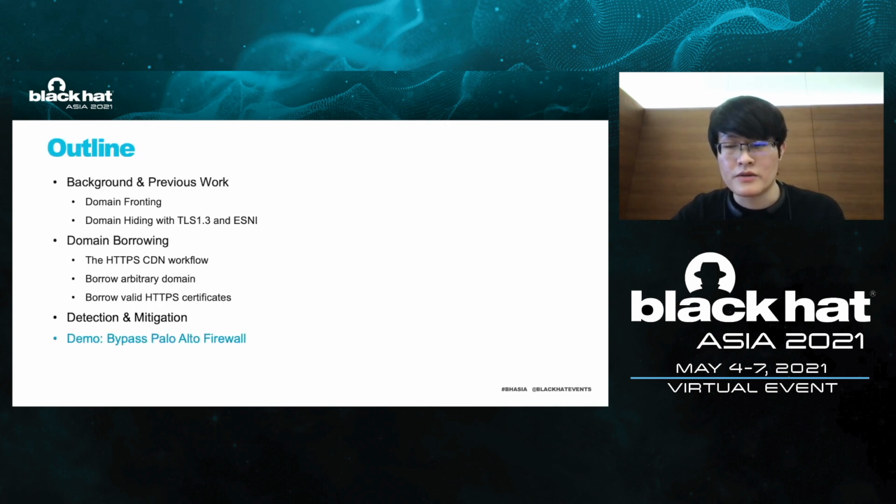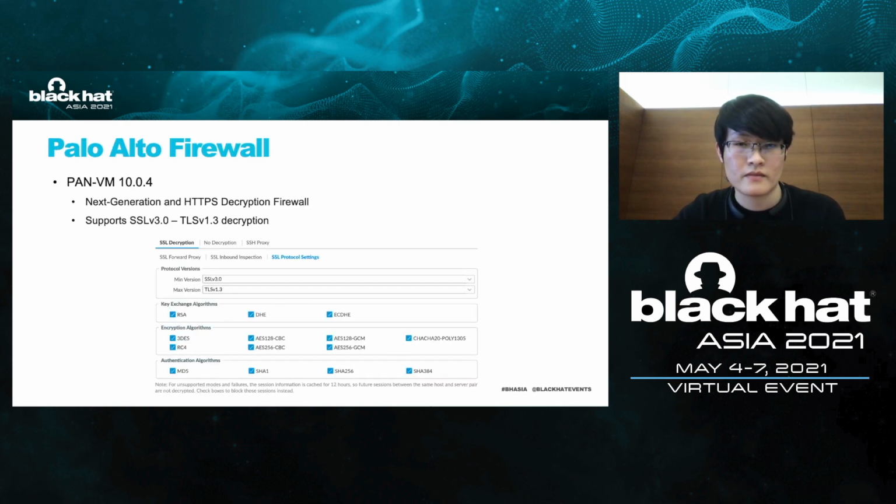Next, we will show a demo of bypassing Palo Alto firewall with domain borrowing. We use the latest Palo Alto PAN-VM 10.0.4 as a demo. PAN-VM 10.0.4 is a next generation firewall with HTTPS decryption, and it supports HTTPS decryption from SSL 3.0 to TLS 1.3. We will also enable the HTTPS decryption in our demo.